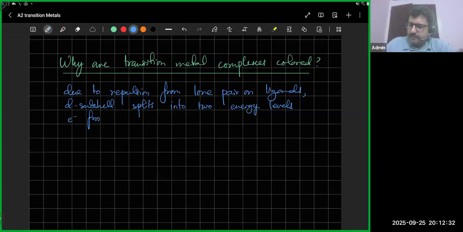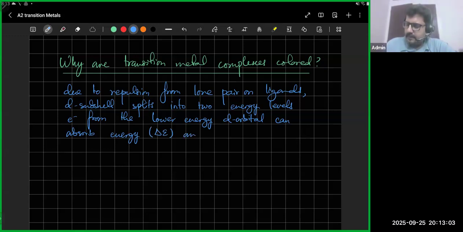An electron from the lower energy d orbital can absorb frequencies, so it can absorb energy delta E and jump to the higher energy d orbital. So it basically goes into an excited state.